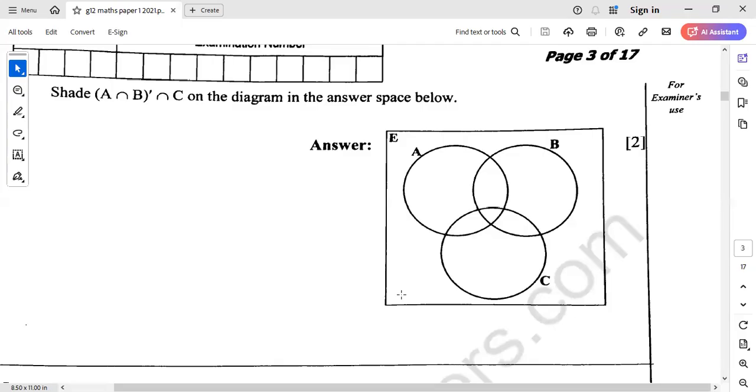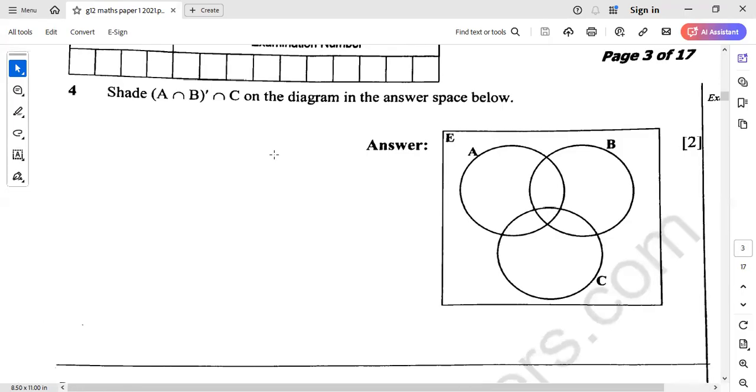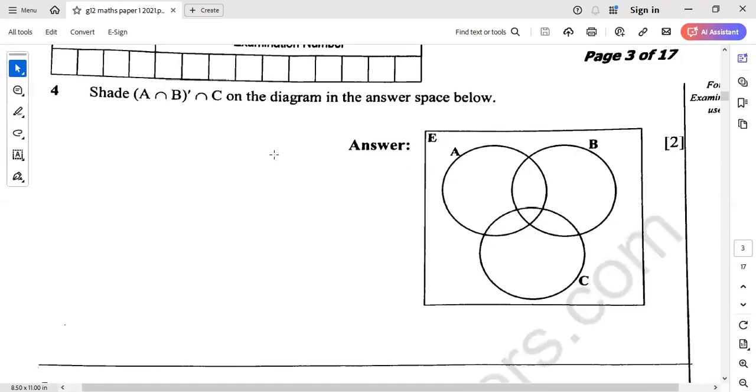Now, let's actually go to the next one, which is question number 4 of this 2021 UC paper. Shade A intersection B complement intersection C. For some people, they might work on this directly because they've gotten used to how to solve this question. But some people might have challenges on how to go about solving such.